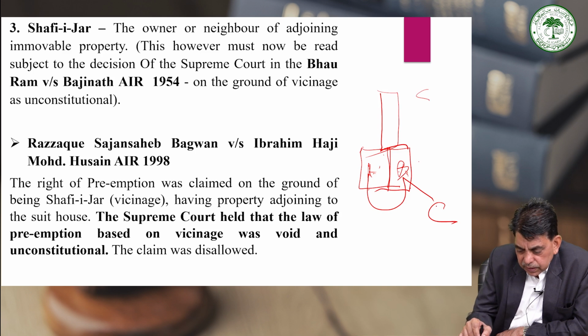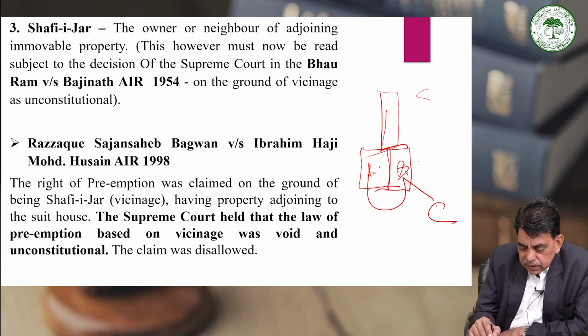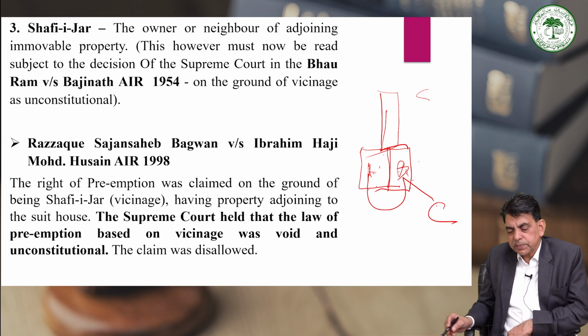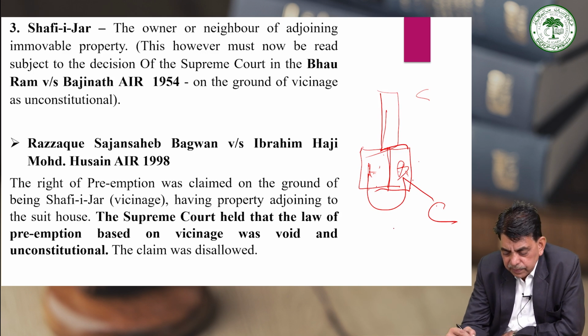In the same way, if two persons are related to each other as Safi Khalid, meaning both participate in the same immunity, then in the event of a sale by one Safi Khalid, the other Safi Khalid will be entitled to exercise the right of preemption, and this is also recognized under Muslim law.